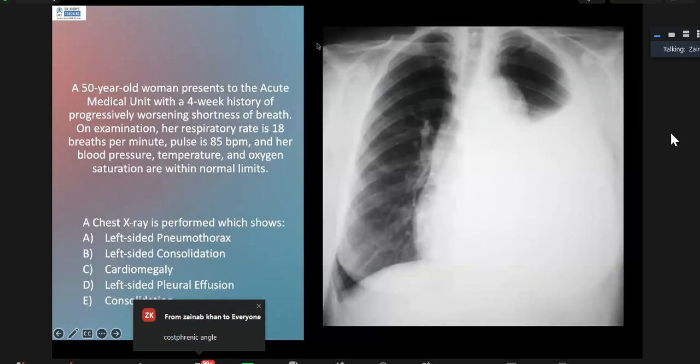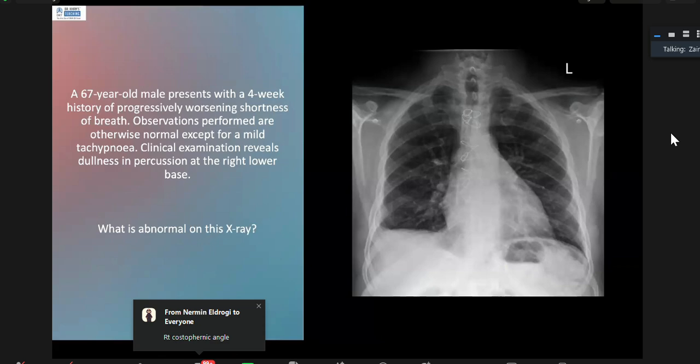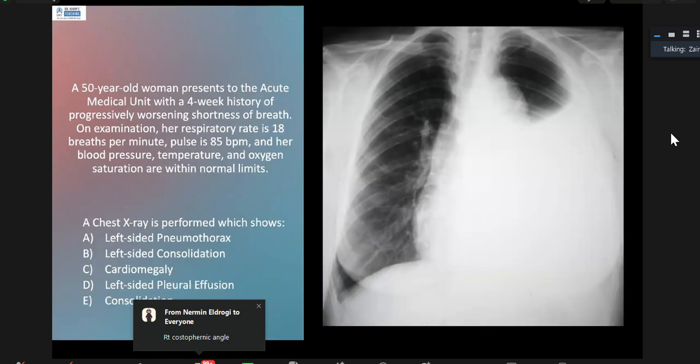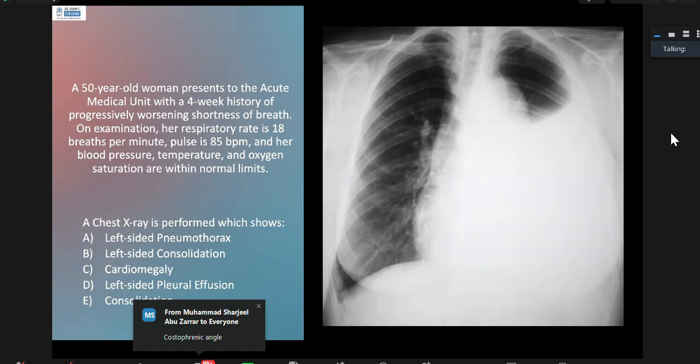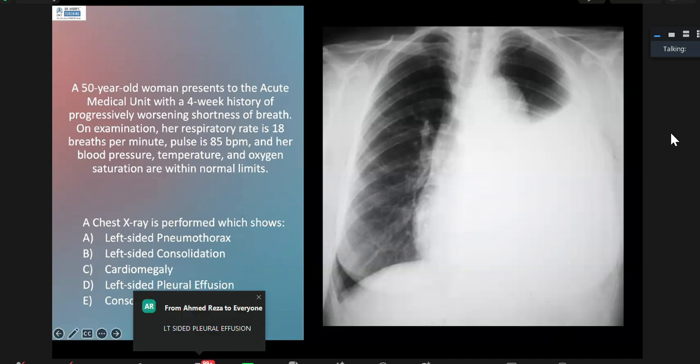Okay, next question. I think we've skipped a question. A 50-year-old woman presents to you with a 4-week history of progressively worsening shortness of breath. On examination, her respiratory rate is 18 breaths per minute, pulse is 85, and her other parameters are within normal limits. A chest X-ray is performed which shows... We'll move on to the next question.